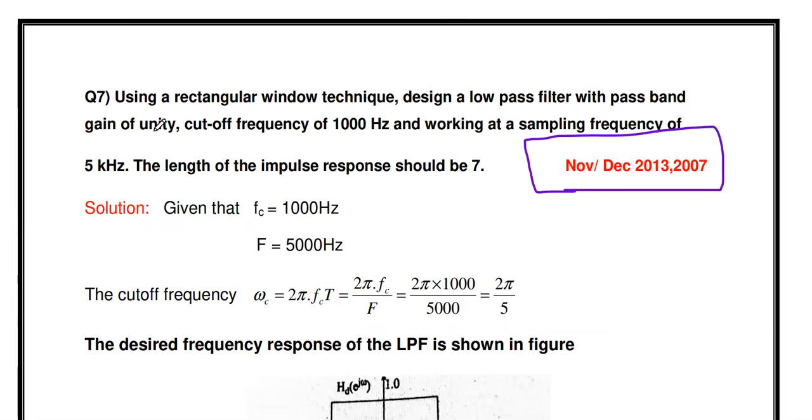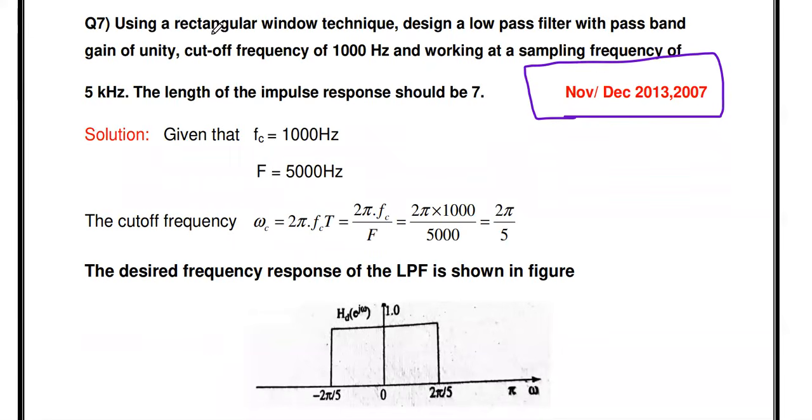Look at the question: using the rectangular window technique, design a low pass filter with a pass band gain of unity, cutoff frequency of 1000 hertz, and working at a sampling frequency of 5 kilohertz. The length of the impulse response should be 7. So here we are going to design a low pass filter. A low pass filter allows the frequencies from 0 to the cutoff frequency and rejects the frequencies above that cutoff frequency.